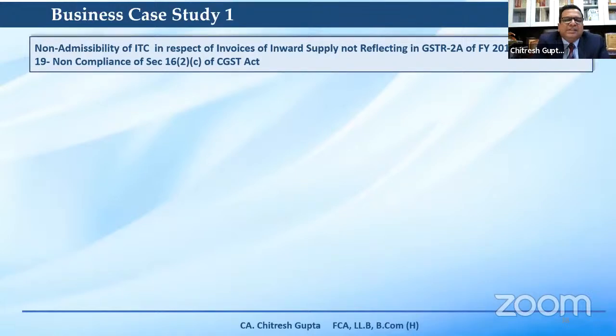So these pointers are in addition to the pointers which I have discussed earlier in my presentation, like jurisdiction, time bar, invocation of extended period of limitation, etc. All these pointers will be applicable in these kind of show cause notices also. Now I'll be discussing the specific pointers specific to this particular case.